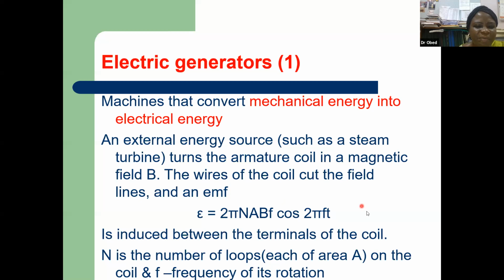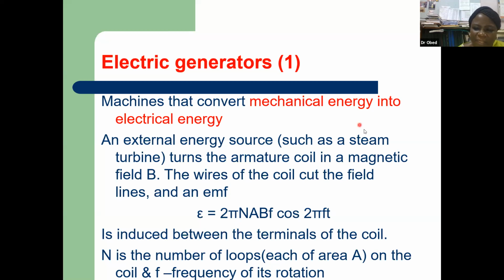And when is sine omega t equal to plus or minus 1? If we say theta is equal to omega t, that's when theta is equal to 90 degrees or 270 degrees. So if we say that this maximum is equal to epsilon naught, we have an equation: epsilon equals epsilon naught sine omega t.